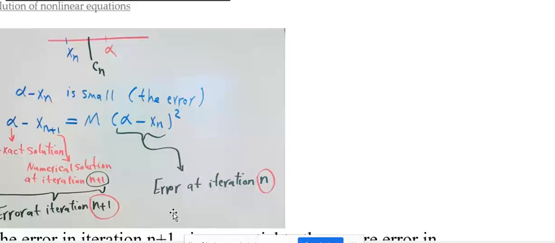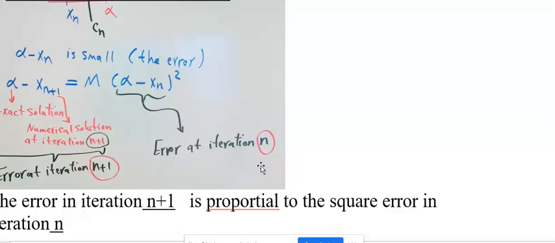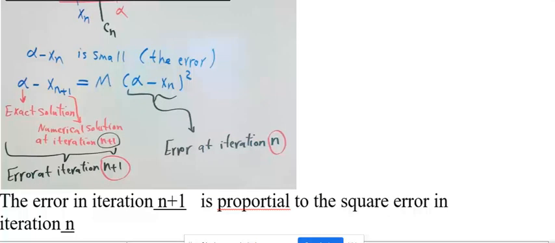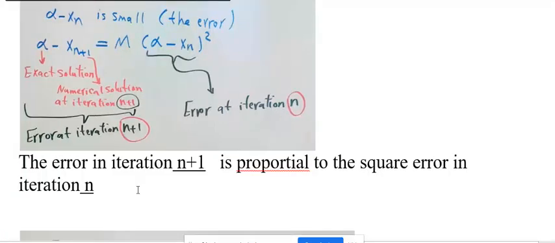You understand me? So we have the error at iteration number n plus 1 in the left equal a constant m multiplied by the quadratic of the error at iteration number n. Or let's write it in another statement: the error in iteration number n plus 1 is proportional to the square of the error in iteration number n. Let's see it another time. The error in iteration number n plus 1 is proportional to the square of the error in iteration number n.